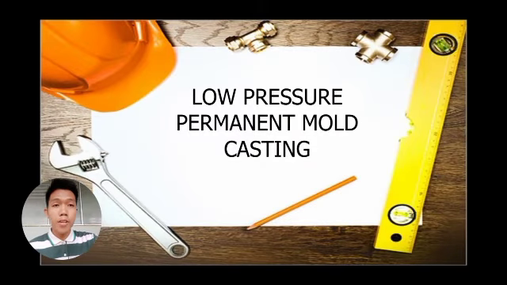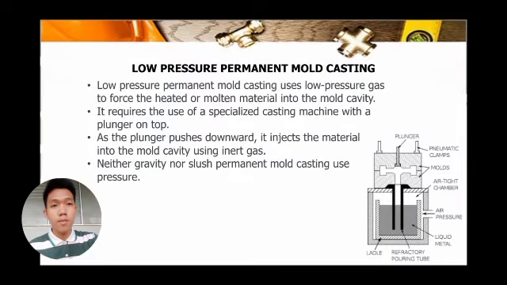The next type of permanent casting is low pressure permanent mold casting. Low pressure permanent mold casting uses low pressure gas to force the heated or molten material into the mold cavity. It requires the use of a specialized casting machine with a plunger on top. As the plunger pushes downward, it injects the material into the mold cavity using inert gas. Neither gravity nor slush permanent mold casting use pressure.